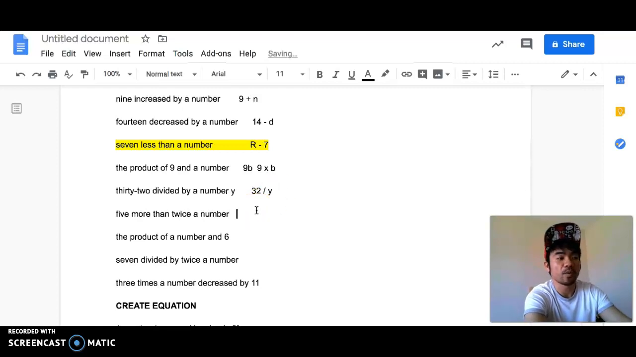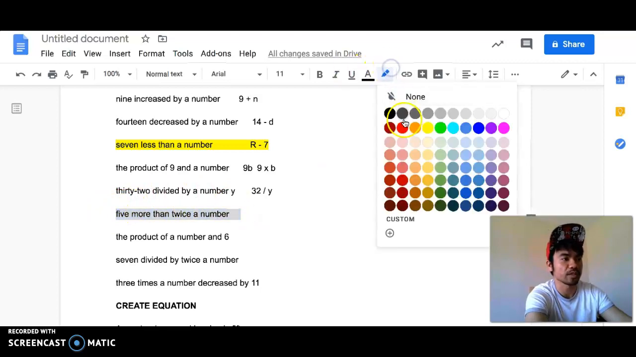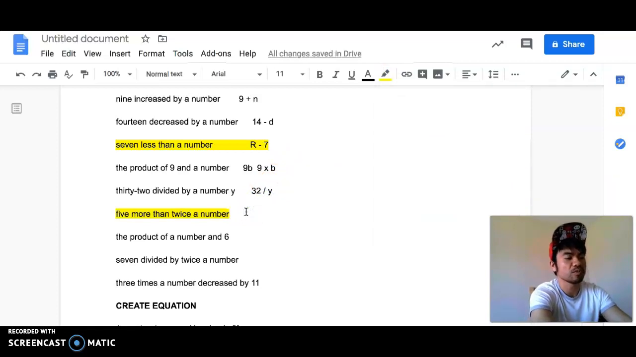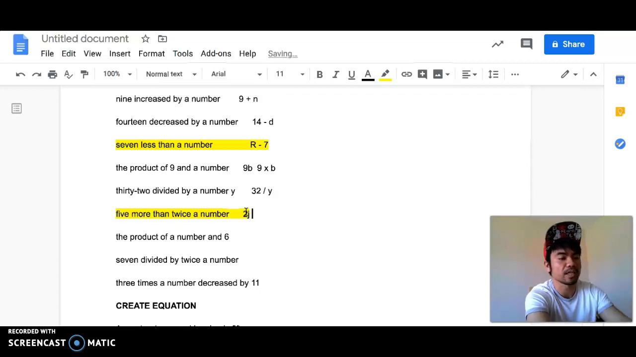This one, 5 more than twice a number. I'm going to highlight this one because this is also very tricky for some of you. Let's read again. 5 more than twice the number. So I would say twice the number. You don't know what the number is? I'll say 2j, and then 5 more than that. So it's actually 2j plus 5.